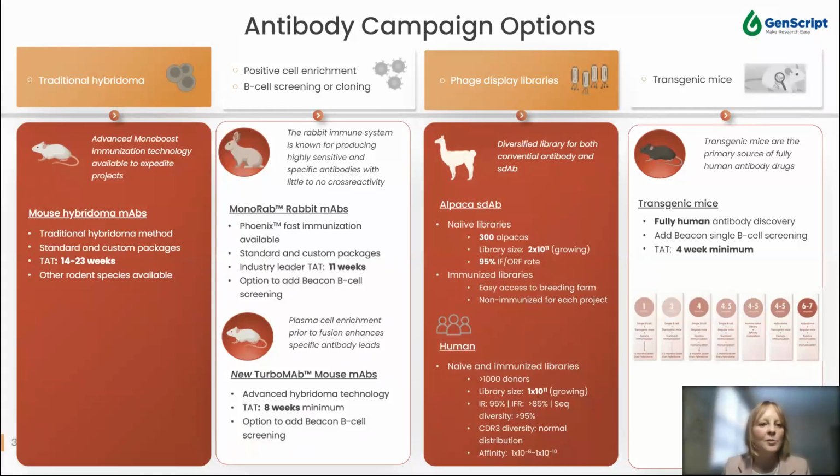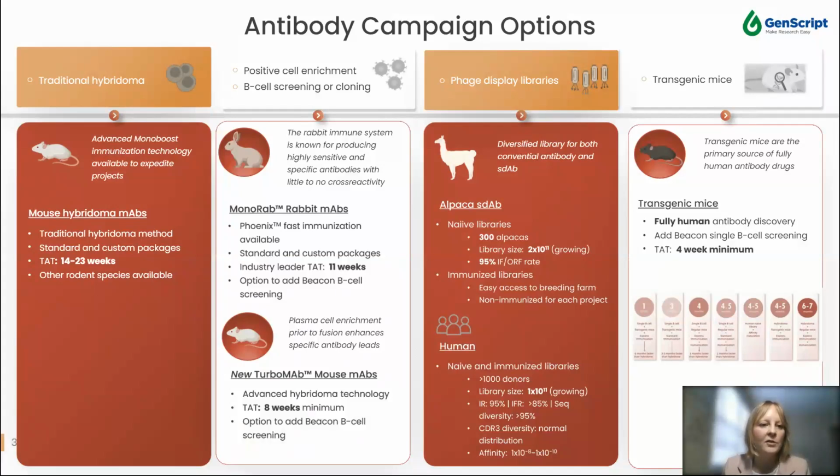This includes our rabbit platform, MonoRab, which takes advantage of the unique rabbit immune system in order to generate sensitive and specific antibodies with little cross-reactivity. We also upgraded our hybridoma platform to offer plasma cell enrichment before fusion in order to enhance specific antibody leads. Both of these platforms have the option to add the Beacon B-cell screening to further expedite your screening timeline.